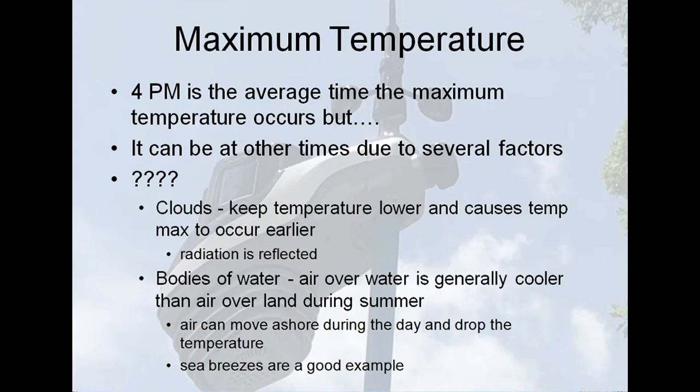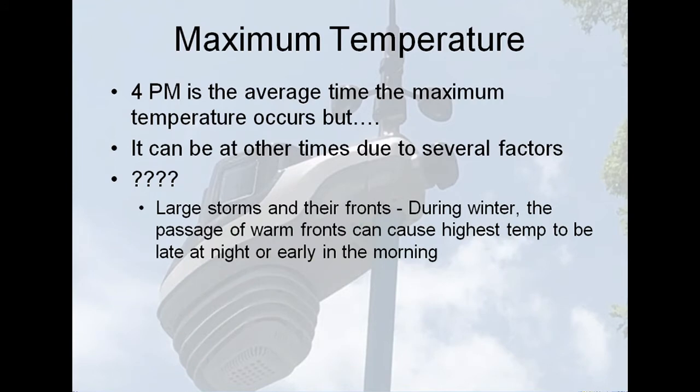You get the heating over the land, and that creates a little bit lower pressure, with heating over the land faster than the air over the water. So then the air over the water rushes in and takes up that lower pressure, so that creates a sea breeze, and that can cause a drop in temperature too. So 4 p.m. is the maximum. We're going to talk about that. That's the average time maximum temperature occurs.